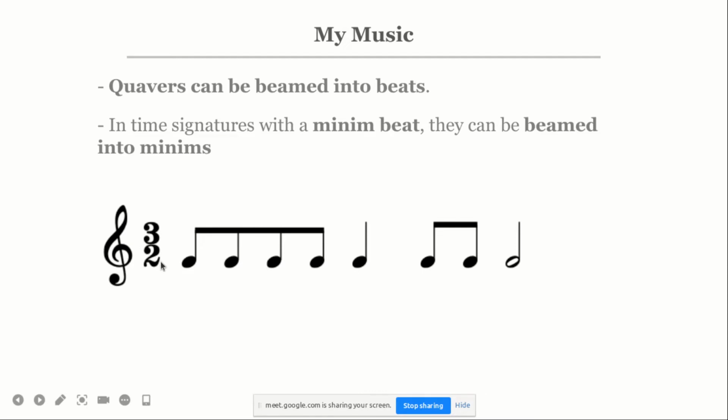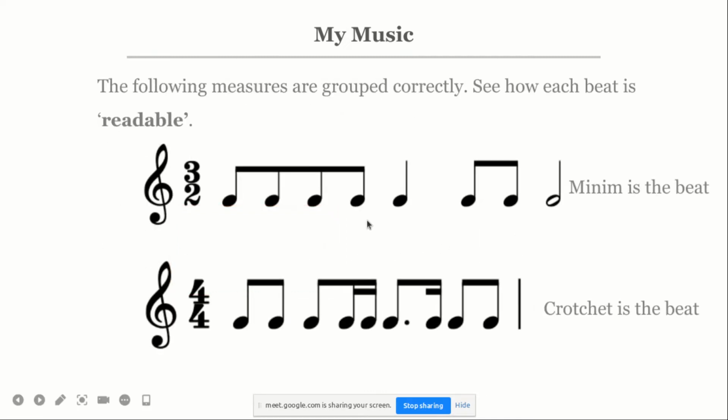This is 3 minims in a bar. So what is our beat here? Our beat is a minim. You can see these 4 quavers are joined together to show a beat which is a minim. In this case, this is not a crochet beat. Our beat is a minim. So we combine 4 quavers together to show that minim beat. And then the second beat will be the crochet and the 2 quavers, and the third beat will be the last minim here. So the following measures are grouped correctly.